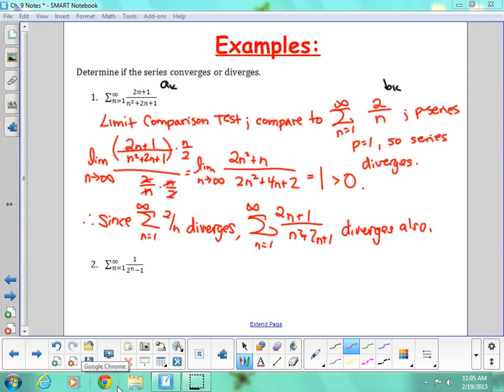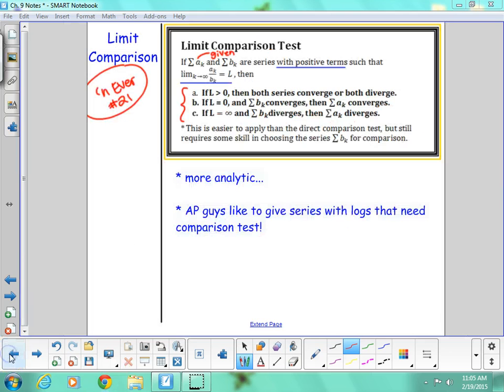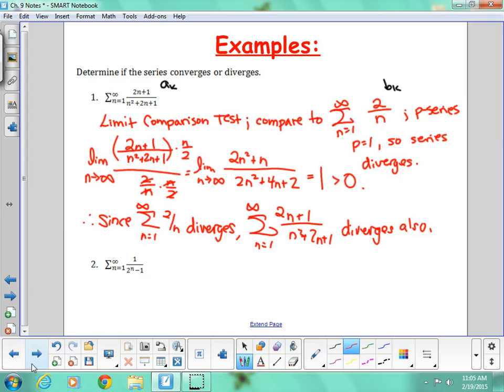I can't really double page it, so we're going to keep on referring back to it. Here's our limit comparison test. Yesterday we went through this one. This was our given.